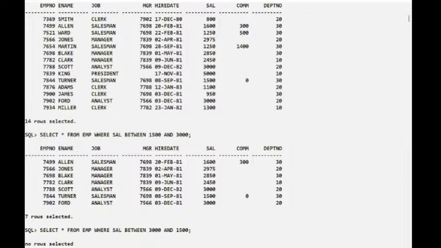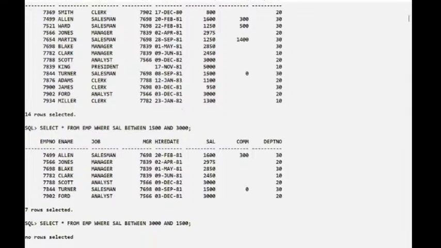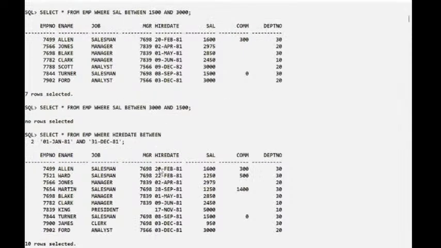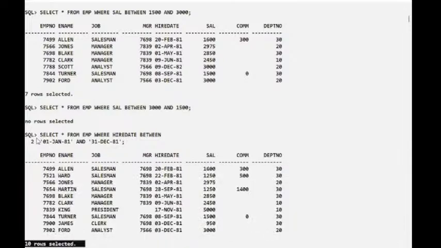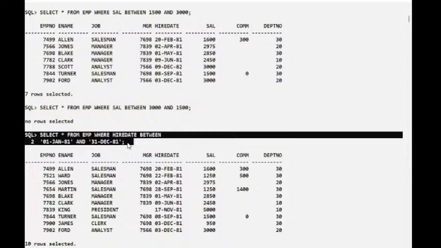Come back and write now. WHERE hire date BETWEEN my low value, 1st Jan 81, AND high value, 31st December 81. The 1981 people are a total of 10 people in my table. That is the information.